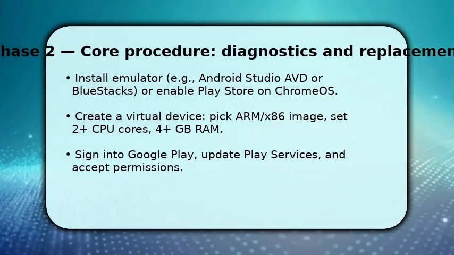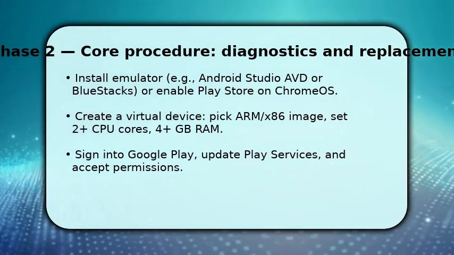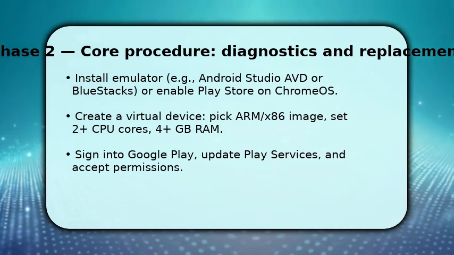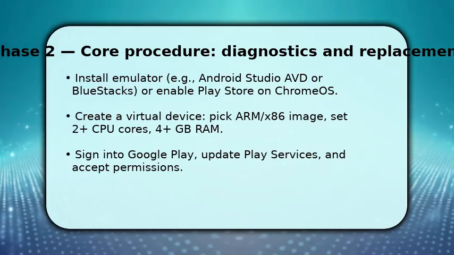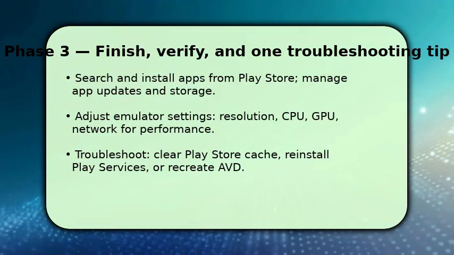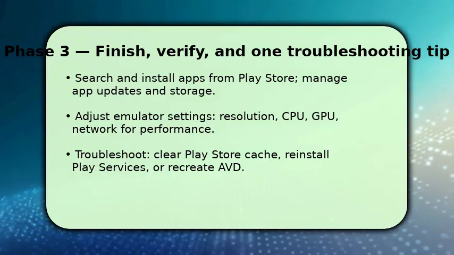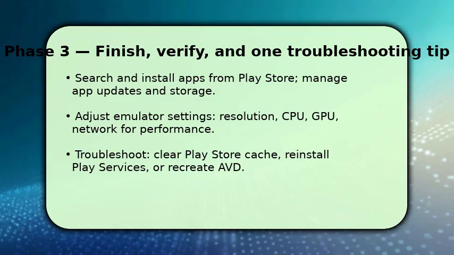Once the virtual device boots, sign into Google Play, update Play services, and accept app permissions so downloads and notifications work correctly. You finish by installing apps. Open Play Store, search, and tap Install. Make sure updates install automatically or manually manage them.